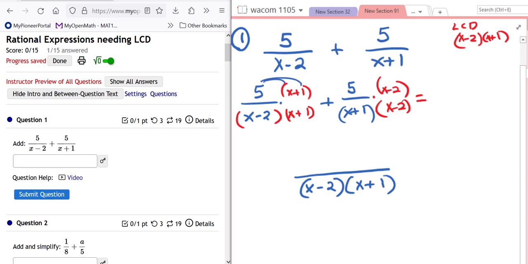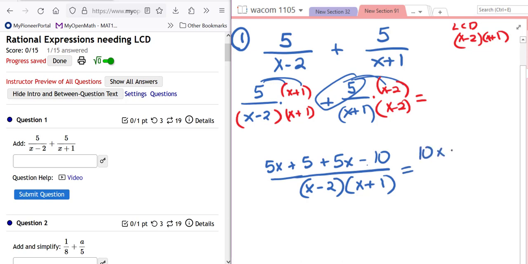So you do have to distribute and make sure you watch this sign. We'll go with that 5. All right, so we're going to get a 5x plus 5 plus 5x minus 10. All right, and we'll combine those. So 5x and 5x is 10x minus 5 over x minus 2 times x plus 1.